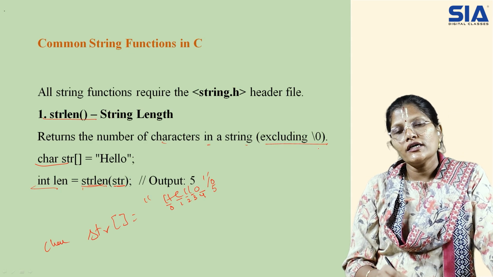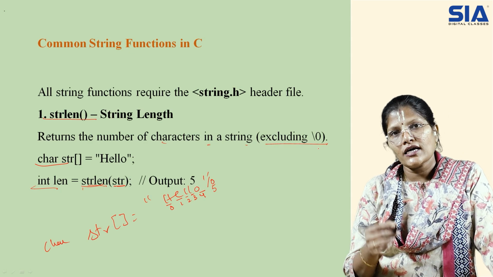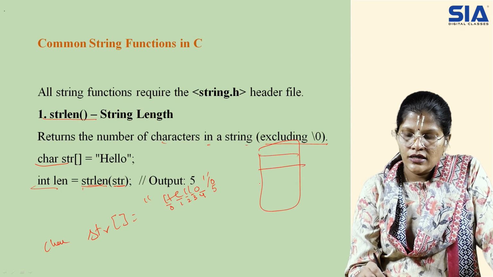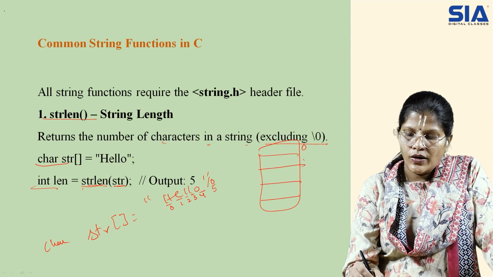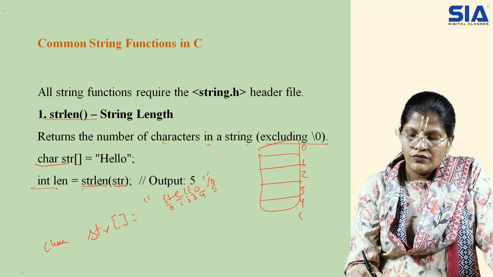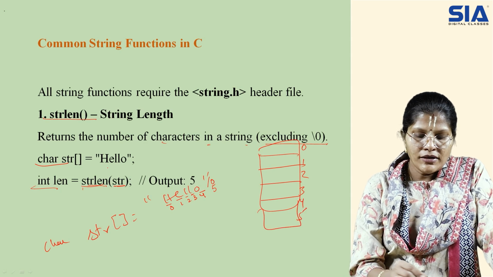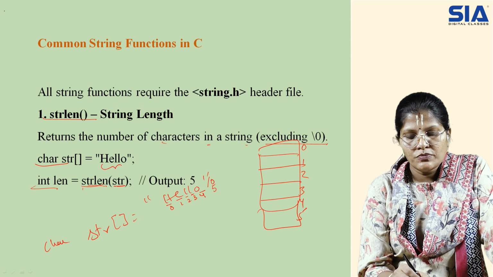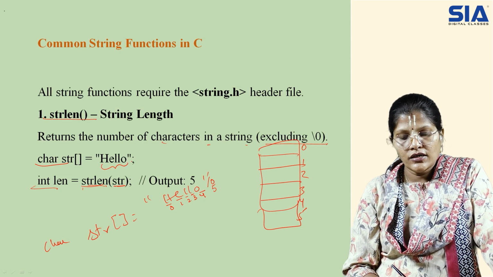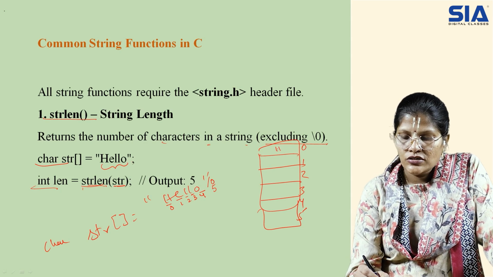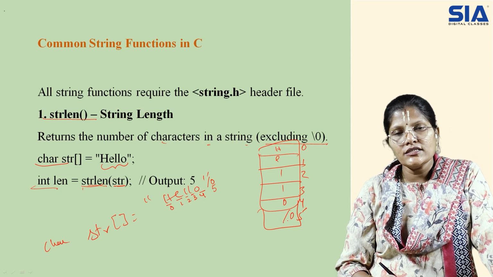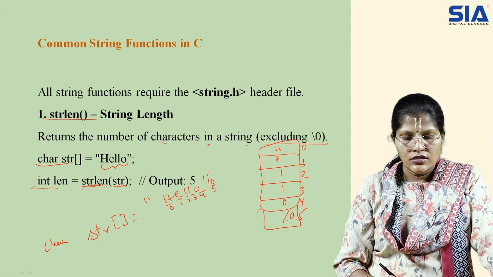By default, an array of characters starts with the indexing of 0, that is 0, 1, 2, 3, 4, 5. How many values? Because I did not mention anything here, it will assume the size based on the length of the particular string. So it is H E L L O terminated by \0, which is the ending point or the terminator of your string.